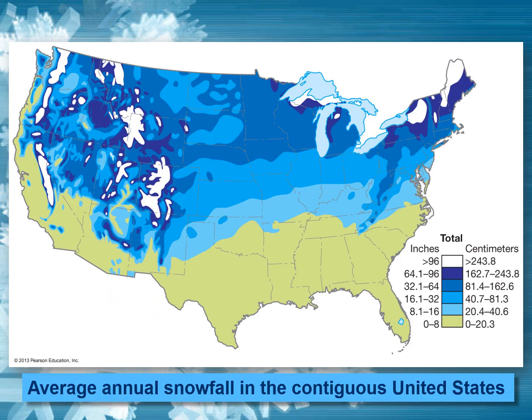Here is average annual snowfall in the contiguous United States. So North Carolina, yeah, we're not surprised. We're at the bottom, anywhere from 0 to 8 inches. So my old stomping grounds there in the Appalachian Mountains get a good bit more snow than we get here.